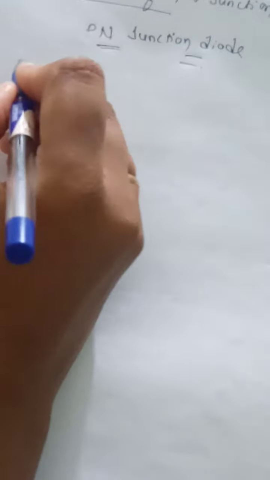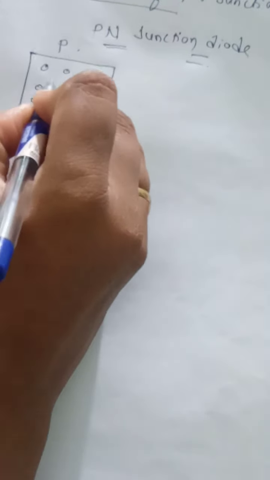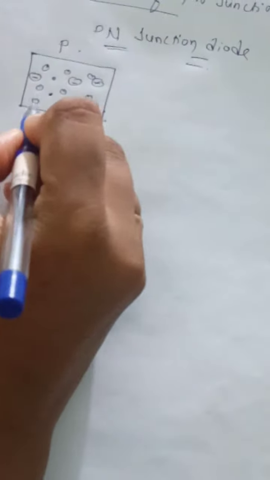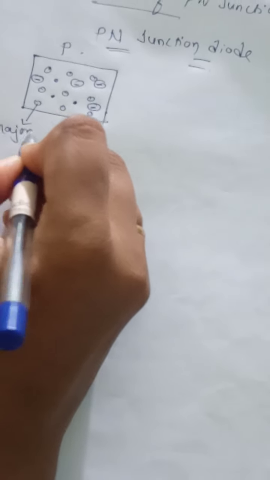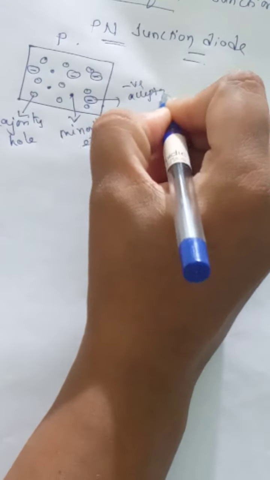So we know that in p-type extrinsic semiconductor, the majority carriers are holes, minority carriers are electrons. Along with this we have negative acceptor ions. So these are the majority holes, these are the minority electrons, and these are the negative acceptor ions, right?